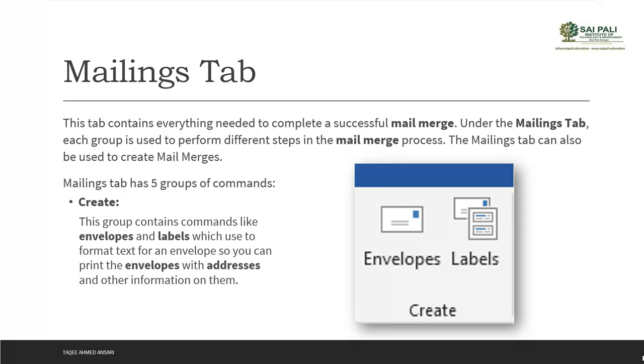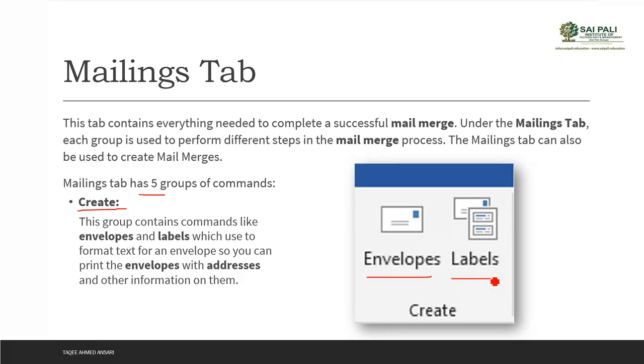Now, this tab contains 5 groups. The first group is Create. This group contains commands like Envelopes and Labels. Because I want to send a letter or any other document to multiple people, I need envelopes, or I need labels.